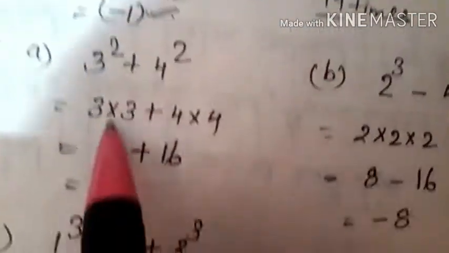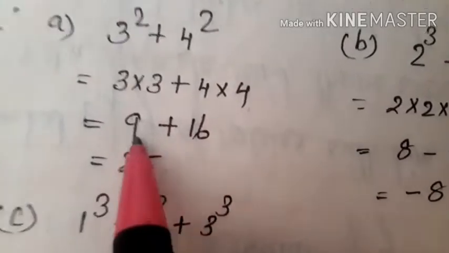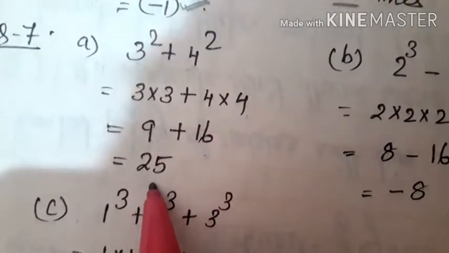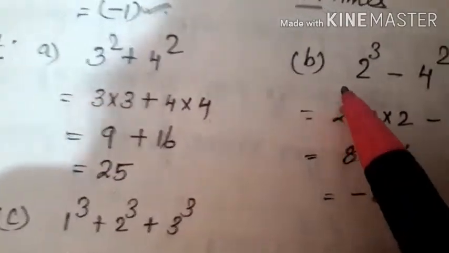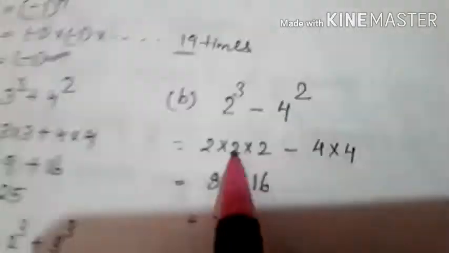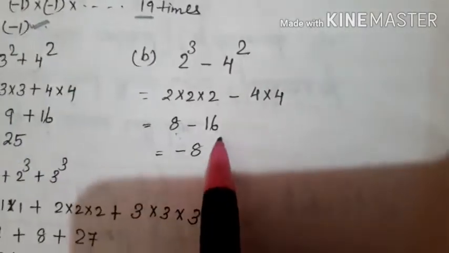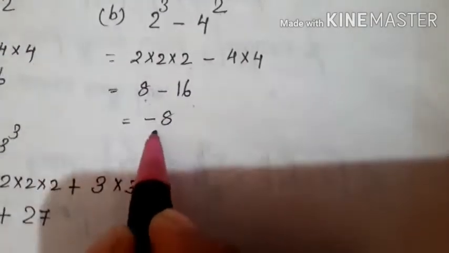Then question number 7. Simplify. 3 square plus 4 square. 3 square means 3 into 3 plus 4 into 4. 9 plus 16, which is equal to 25. Then B. 2 to the power 3 minus 4 to the power 2. 2 into 2 into 2 minus 4 into 4. 8 minus 16, which is equal to minus 8.